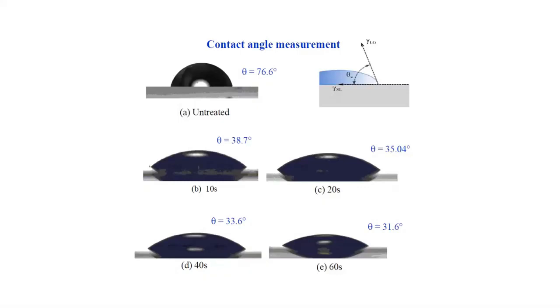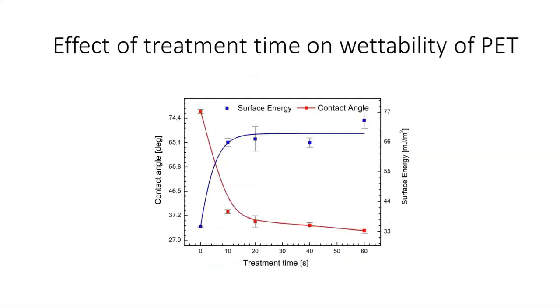And the given figure shows the images of water drops on PET polymers treated by DBD at atmospheric pressure, and it is seen that there is a change in the static water contact angle on the polymer, and this is the effect of treatment time on wettability of the PET sample. Here the graph shows the variations of contact angle as a function of treatment time in the discharge. Similarly, the variation of surface energy as a function of treatment time in the discharge.